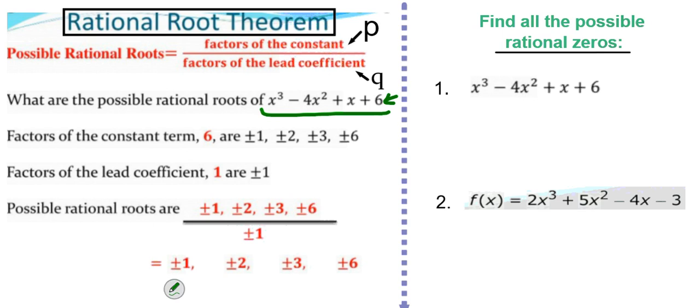And then Q are all of the factors of the leading coefficient. The leading coefficient's 1. Thank goodness. We love it when we have a leading coefficient of 1. And the only factors of 1 are going to be plus or minus 1. So what are we doing even here? Why are we talking about P's and Q's? Well, we are looking for possible rational roots.